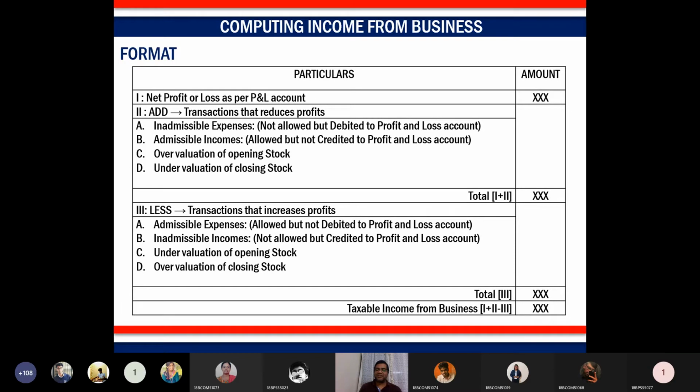So trust me, I have made this very simple and easy for you to understand. So what are inadmissible expenses? What is the list of inadmissible expenses which are not allowed is what we are about to discuss. So the first in this list, in order to consider any expense as a deduction, whether an expense can be deducted or it cannot be deducted, there is a simple criteria which you guys have to remember.